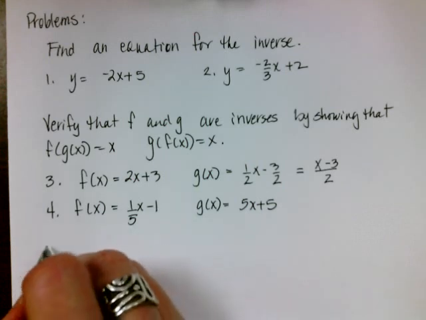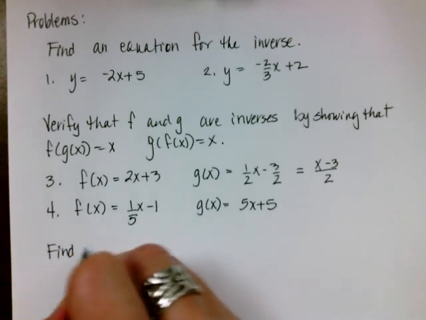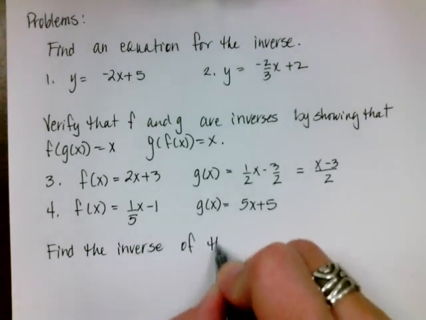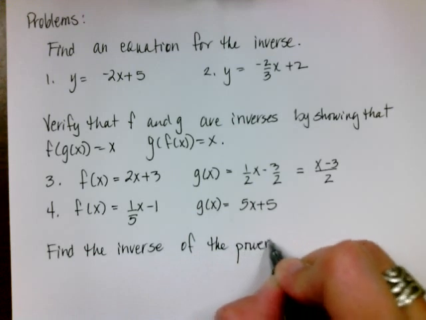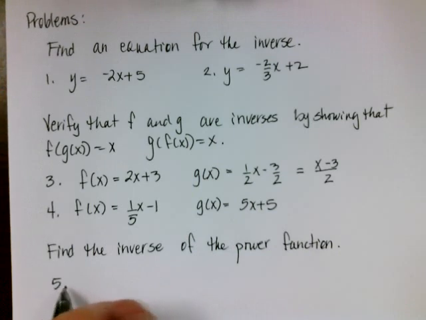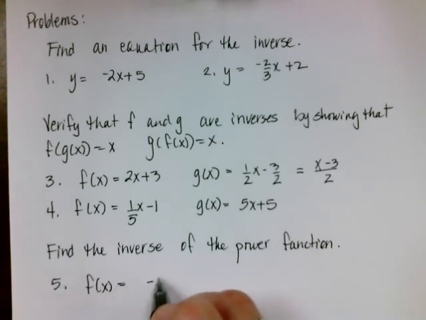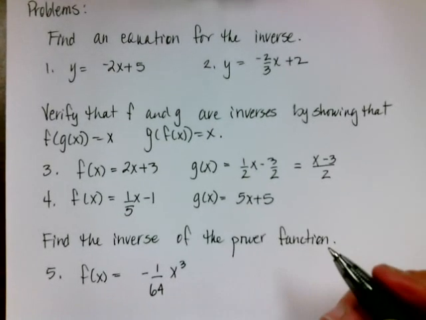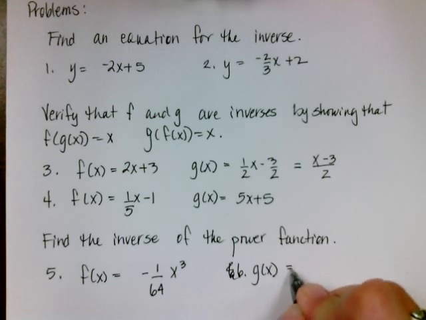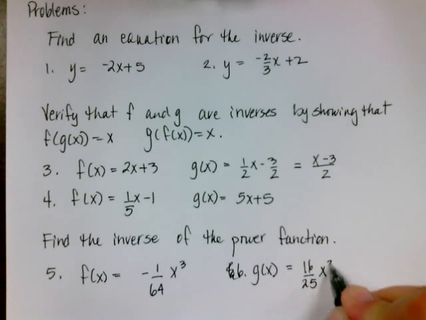Then I have two more problems for you. I want you to find the inverse of the power function, and it's called a power function because the variable is raised to a power. So number 5, f of x is going to equal negative 1/64 x to the third. And then your last problem, number 6, oops, sorry, I lied, I have to give you g of x. No, that's number 6, my bad, brain and mouth aren't working. G of x is going to equal 16/25x squared.